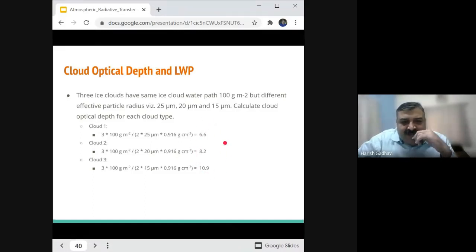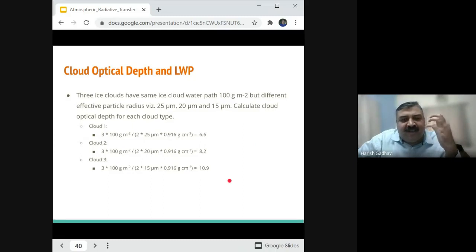And the point I want to make is, which cloud has the largest particle size? Obviously 25 micrometer. The cloud that has 25 micrometer has a large size of the droplets, whereas the cloud with 15 micrometer has a small size of the droplets. All of the clouds have the same amount of water, but because their particle sizes are different, you are getting different optical depth. That is the point I want you to remember.